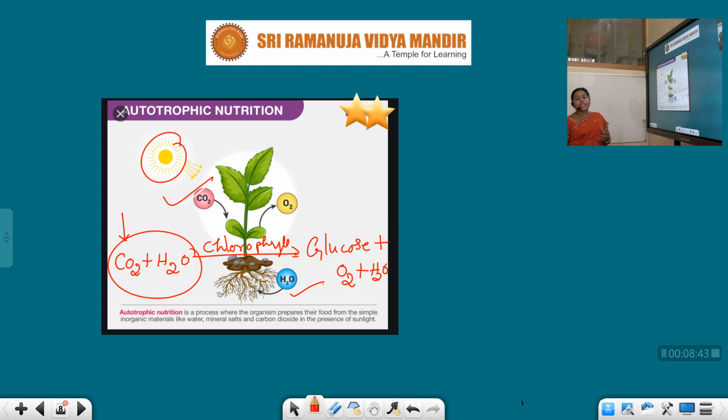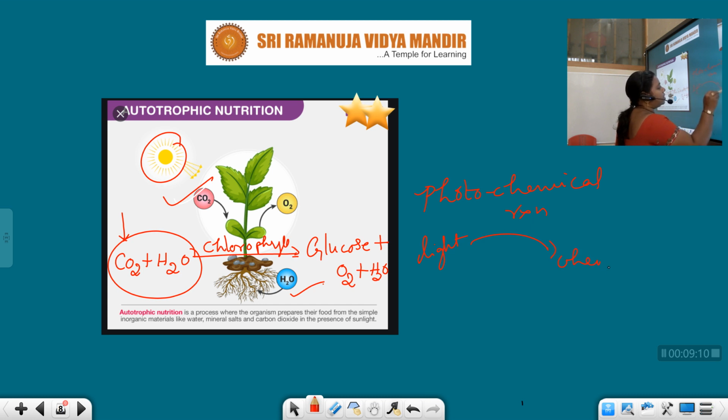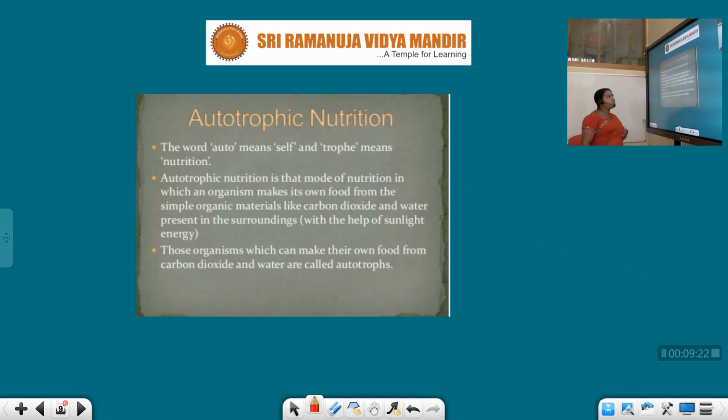Actually, why does it require sunlight, students? See here, photosynthesis is one of the photochemical reactions where light energy is converted into chemical energy. What is photosynthesis, students? Photosynthesis is one of the photochemical reactions. Understand? Here the light energy is being converted into chemical energy. So the primary source which is going to produce the energy in nature is first of all light energy.